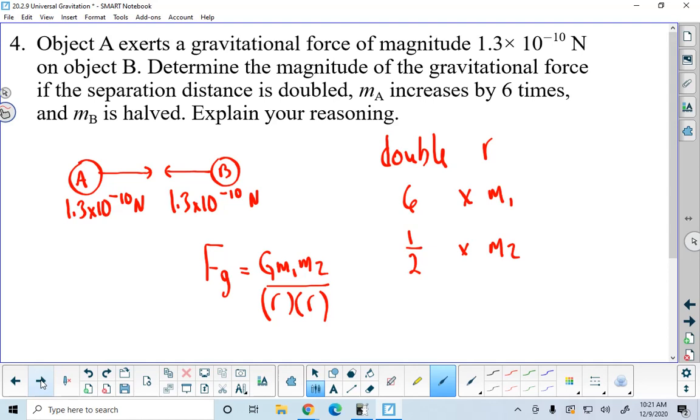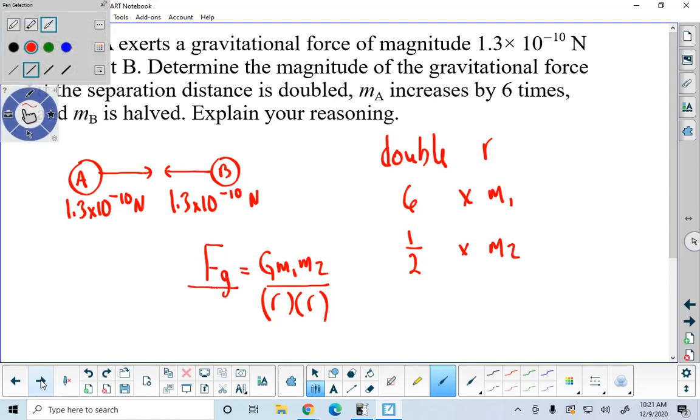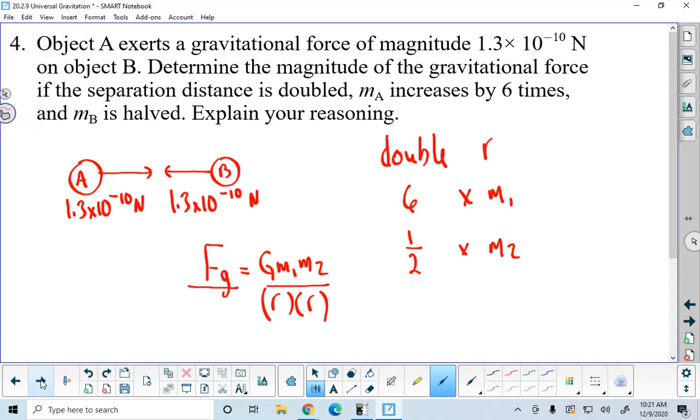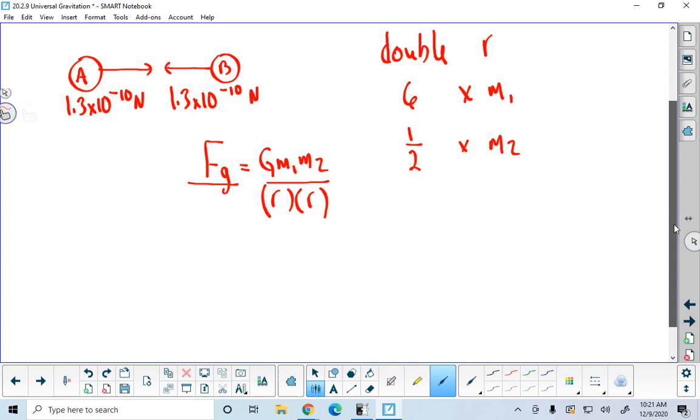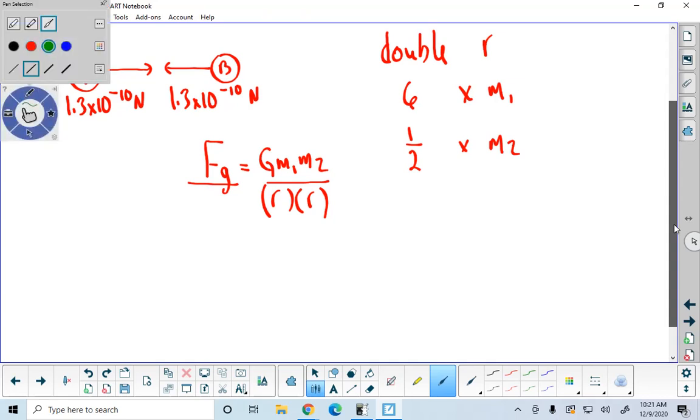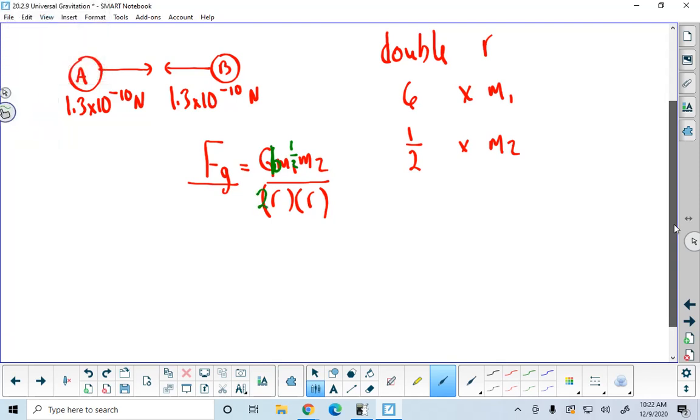So think of this as like a seesaw, a teeter-totter that's perfectly balanced. If I were to double the mass of one of the objects, then that teeter-totter would no longer be balanced. I would have to double the other side to make it balanced. So this is the basic idea, that I'm going to multiply. I'm going to squeeze this in. It may not look good. I'm going to multiply this mass by 6. I'm going to multiply this mass by a half. I'm going to multiply this r by 2 and this r by 2.